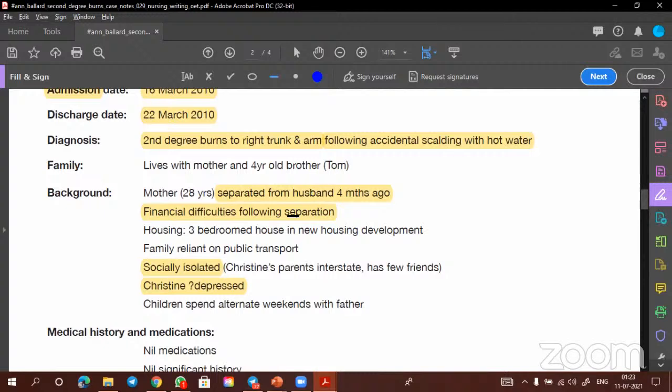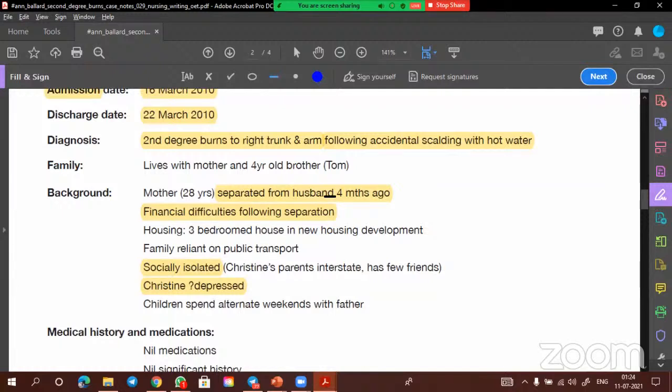Probably she may be depressed because she is socially isolated. Isolated, separated herself from, socially isolated. She doesn't mingle with everyone. Okay, Christine's parents are interstate, so they are in another state. And she has very few friends. So no relatives and few friends. So these things you have to write. So this one, and this one. So you can see separation.